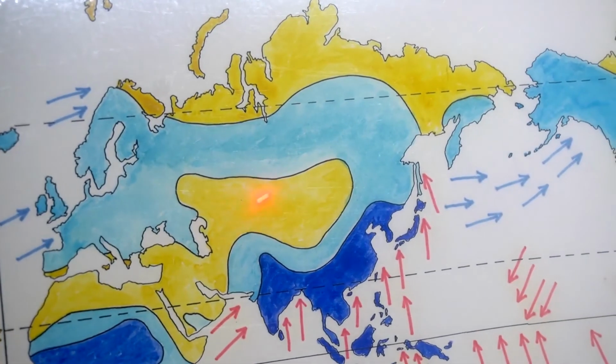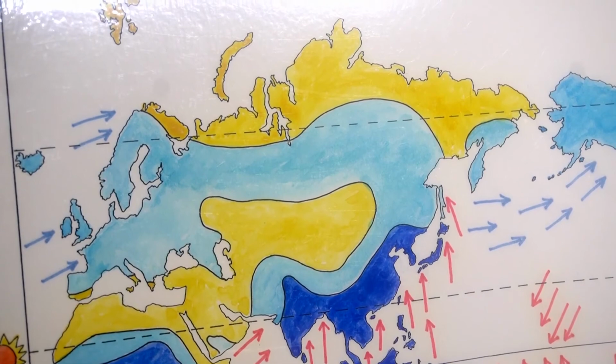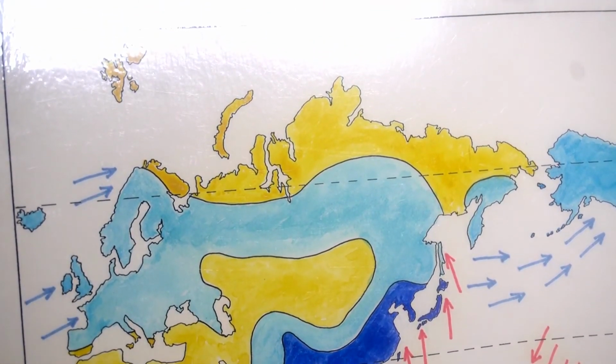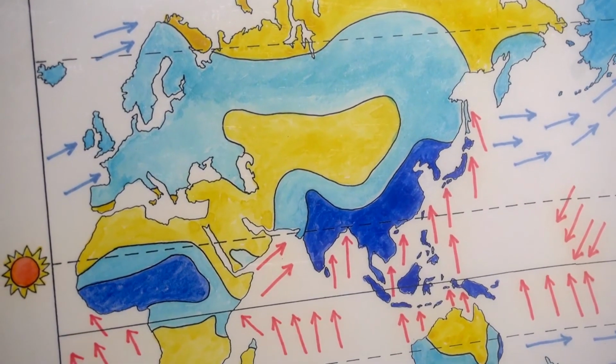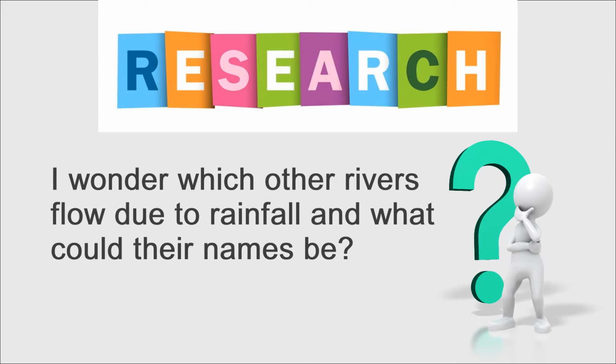So it's your own turn now to explore these maps and compare those two maps and see what rivers you can attribute their flow to rainfall. And remember to find out the names of those different rivers you discover.